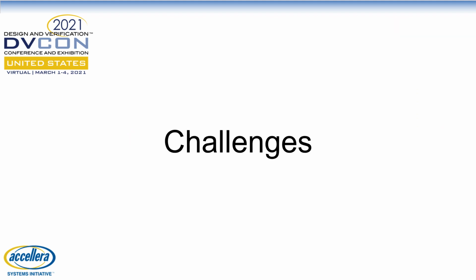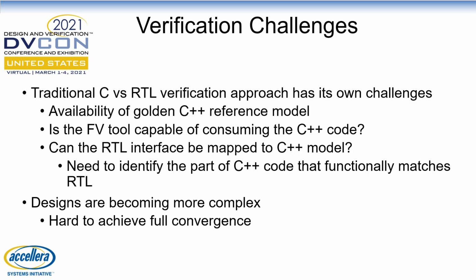However, this traditional formal verification comes with its own set of challenges. The first challenge is perhaps obvious but very important, which is the availability of a golden C++ reference model. All the designers and RTL validators may not have the liberty of having a golden high-level reference model. Even when a C++ model is available, it may not be written with formal consumption in mind, and the tool may not be able to use that model without a lot of changes.